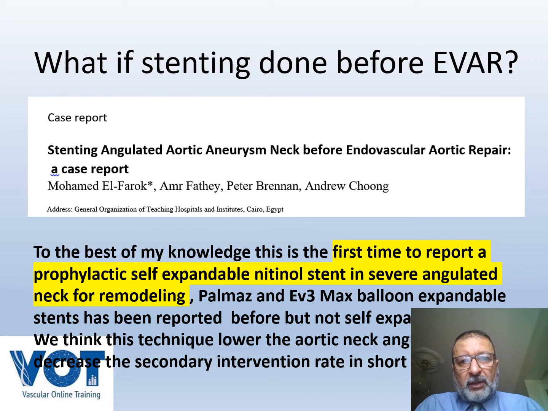To the best of my knowledge, this was the first time to report a prophylactic self-expandable nitinol stent in a severely angulated neck for remodeling. There were a lot of papers about using Palmaz stent and balloon-expandable stents, but this is after you deploy the EVAR device.